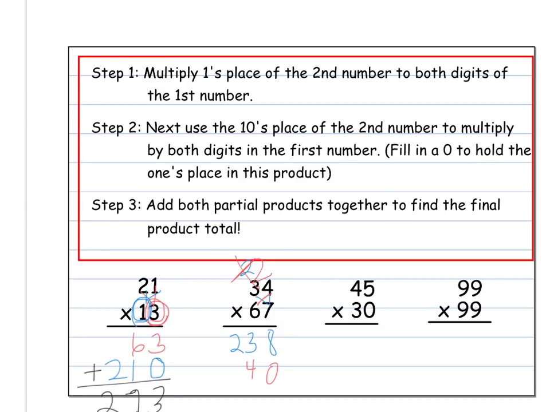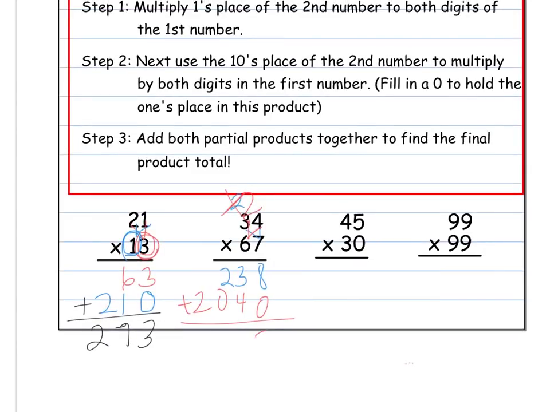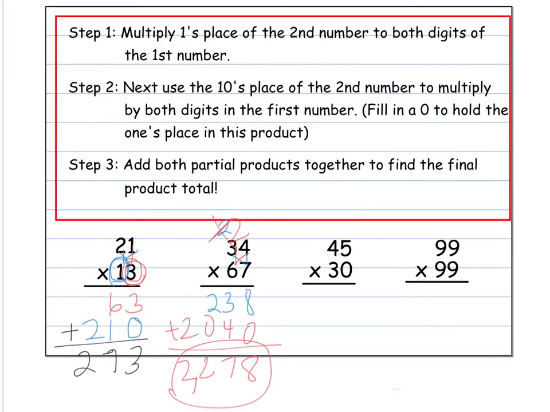Now, 6 times 3 is 18, plus 2 is 20. Write down 20. Step 3 says we add these two together. 8 plus 0 is 8. 3 plus 4 is 7. 2. Our final answer is 2,278.